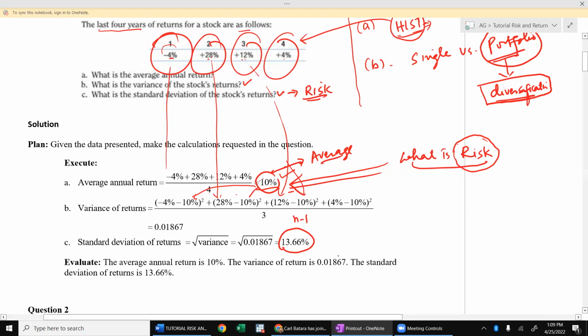No. Traditionally, when we ask someone what they mean by risk, they say there is a 50% chance that you're going to get something or you may lose something. So this probability is called risk. The probability of losing your 10% return is 13.66%. So this is the first part you should understand.